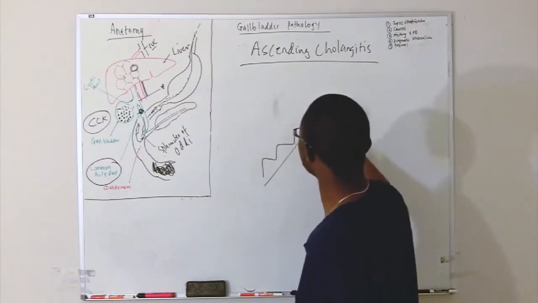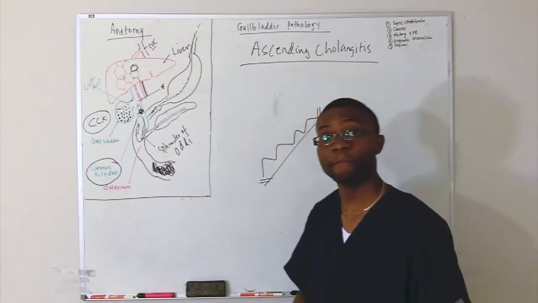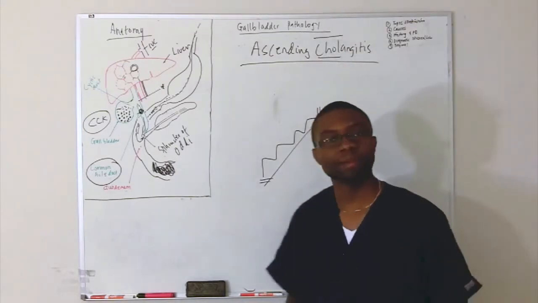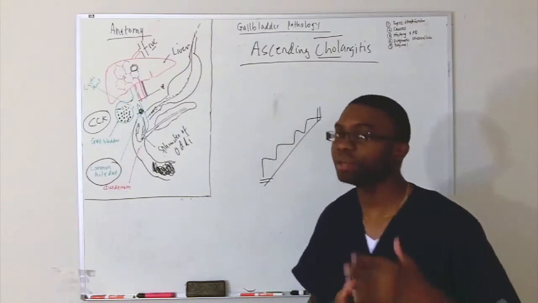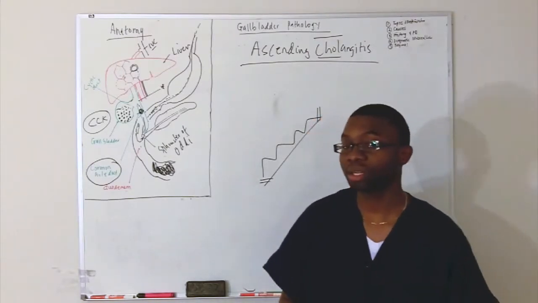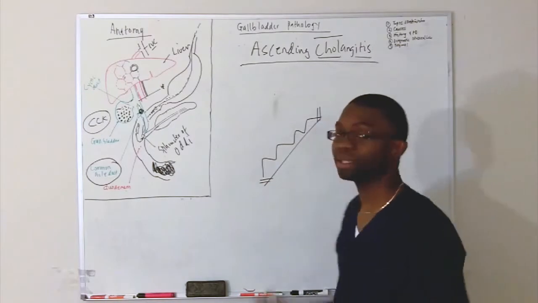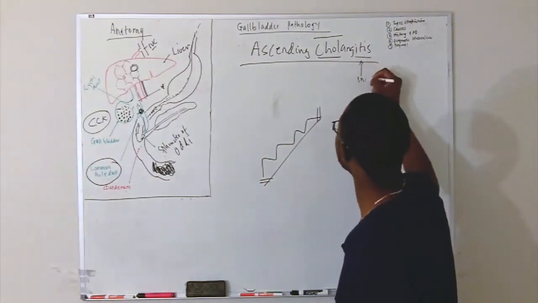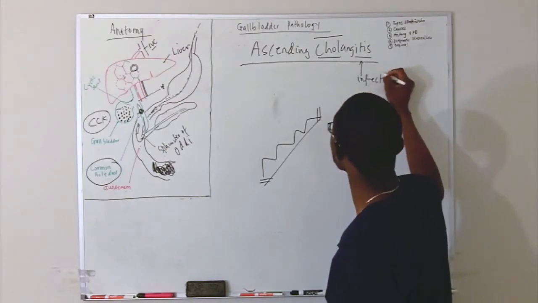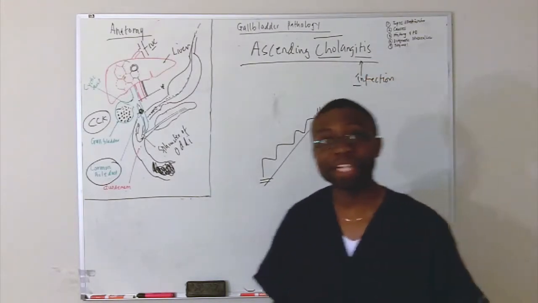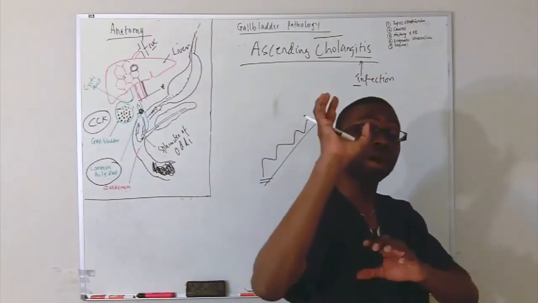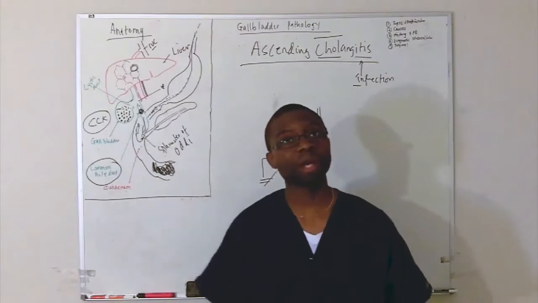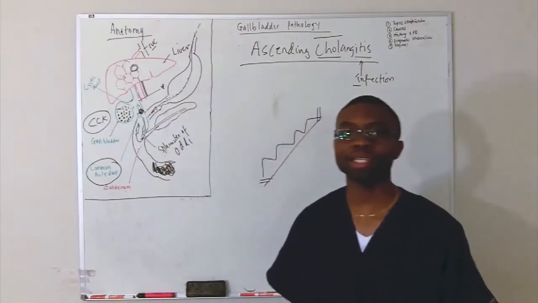Through the steps, right? Affecting the biliary tree, right? Chole, biliary, gallbladder. Itis, again, inflammation. In this case, what's causing the inflammation is an infection. So an infectious process creeping up into this green line, which is the common bile duct, is called ascending cholangitis.